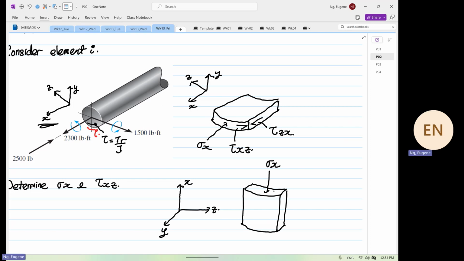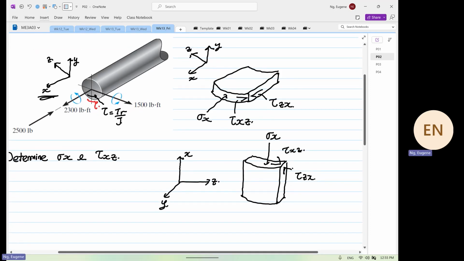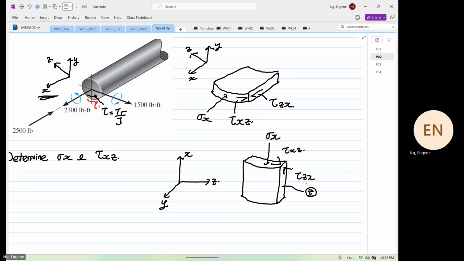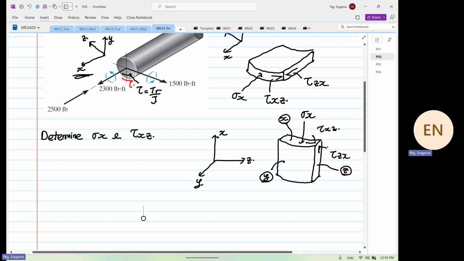And then we know that this is our shear XZ, and this is our shear ZX. Okay. So from here, we can now label this as our point Z. This will be our point X. And this will be our point Y. So from here, we can start analyzing our 3D Mohr circle.